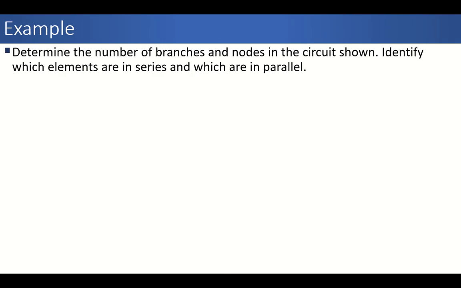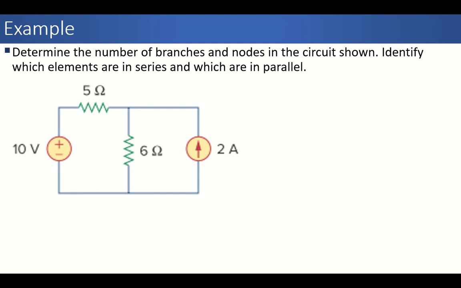So let's see an example. Determine the number of branches and nodes in the circuit shown. Identify which elements are in series and which are in parallel. So we are given a circuit where there are different elements interconnected: a 10 volt source, a 5 ohm, a 6 ohm, and a 2 ampere source. We don't want to solve for current or voltage across these resistances, but we only need to identify the branches, number of branches, nodes, and possibly loops.